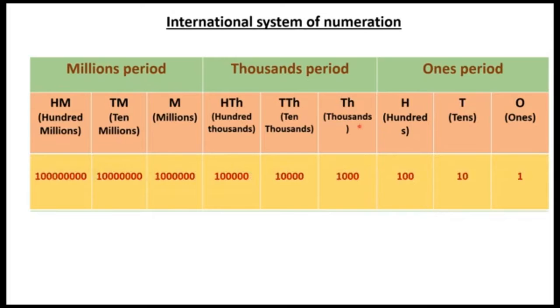Now if we talk about the place value of these places, ones place has the place value 1, tens place has the place value 10, hundreds place has the place value 100. Coming to thousands period, thousands place has the place value 1000, 10,000s place has the place value 10,000, 100,000s has the place value 100,000. And now coming to millions period, millions place has the place value 1 million, 10 millions place has the place value 10 millions and the 100 millions has the place value 100 millions.